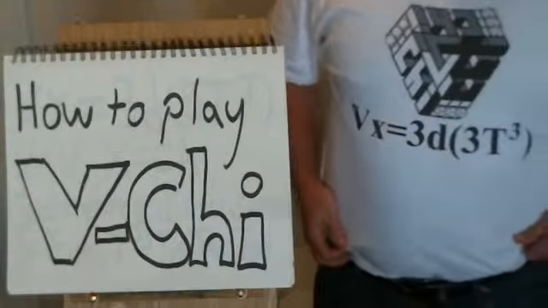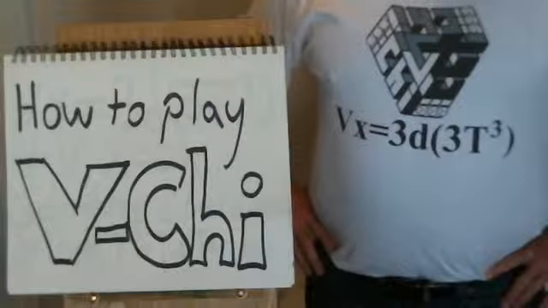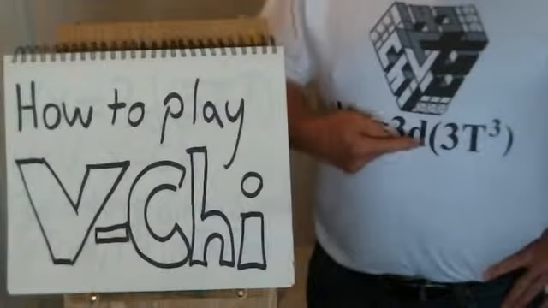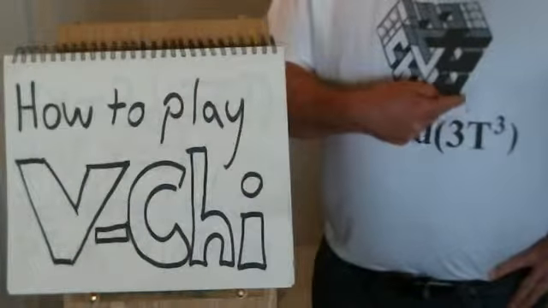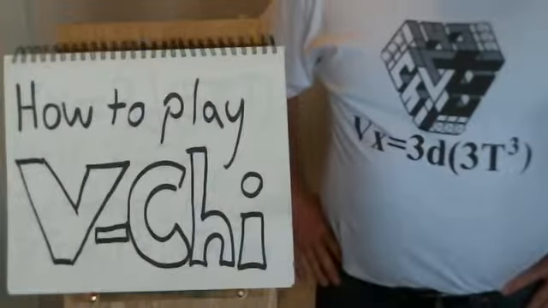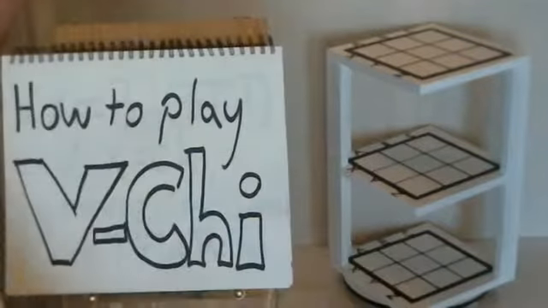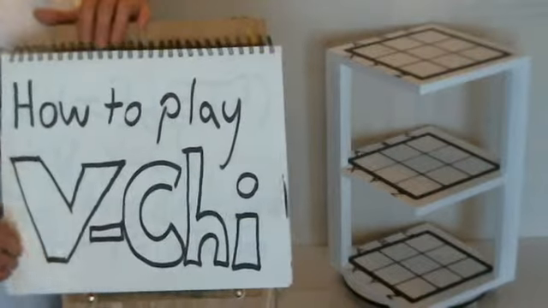And this is my brand new graphics that I made up on my t-shirt. Impressive, is it not? It reads Vx equals 3D times 3t cubed. Now that looks like some pretty complicated math, but as I'll explain here in just a little bit, it's not really math at all. So, let me get down to the brass tacks.